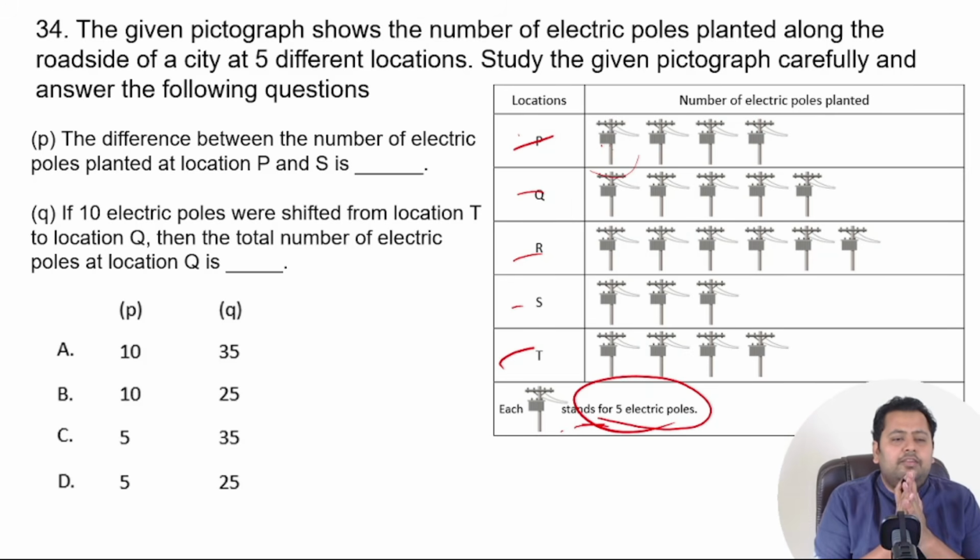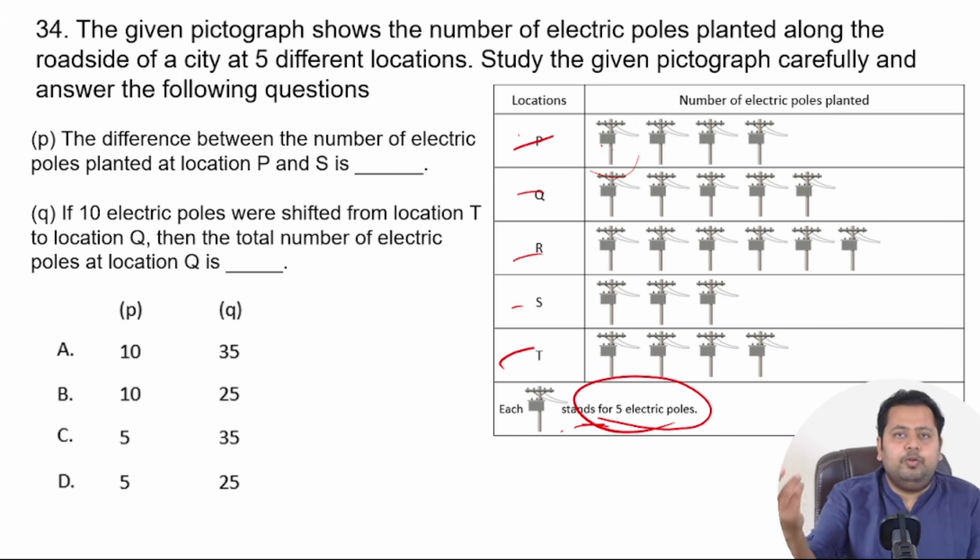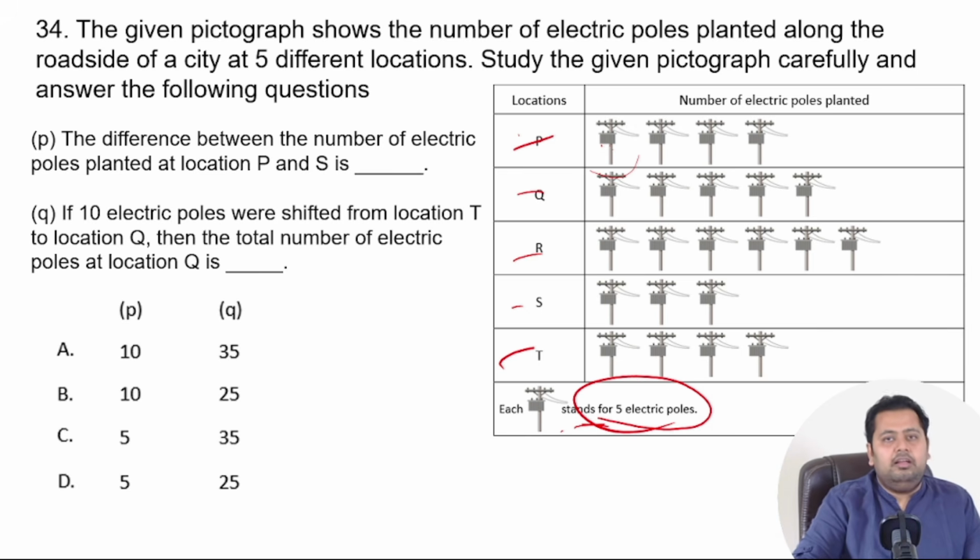Great, I guess you would have solved it correctly. If not, we will do it together. I'm sure you would have tried your best solving it already. So let's first go to the pictograph and first understand what the pictograph says. So each electric pole image that you see represents 5 electric poles.